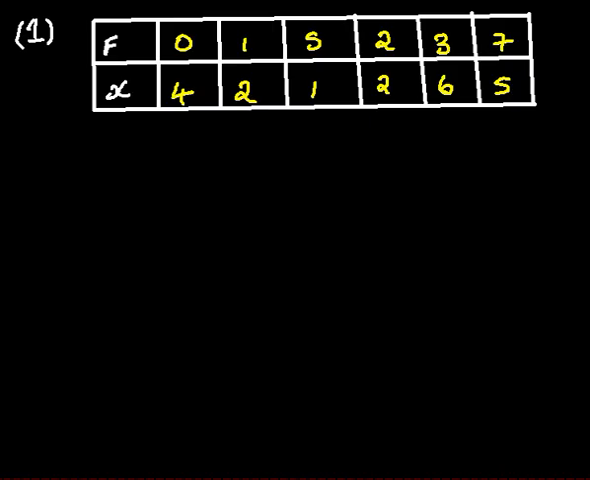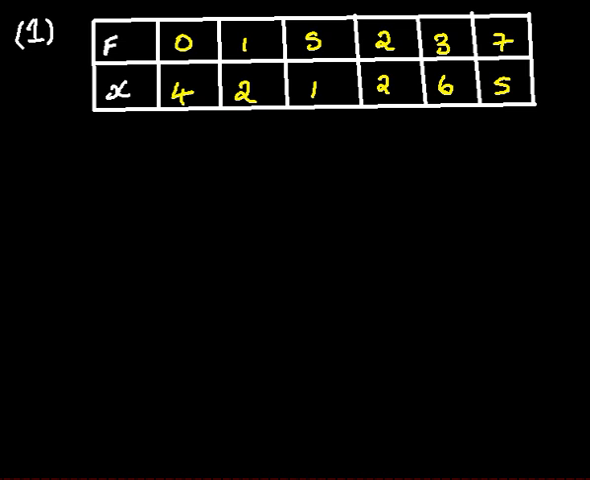Now let's say we have this kind of question that shows a data set in which we have the column for frequency and the column for the data value. So in this case, it is showing the frequency in which each data value occurred. In this case, we have 4 whose frequency is 0, and we have 2 whose frequency is 1, and we have 1 whose frequency is 5. We have 2 with the frequency 2, 6 with the frequency 3, and 5 with the frequency 7. So how should we find the variance as well as the standard deviation for this case?